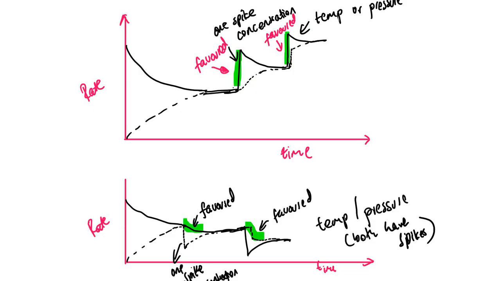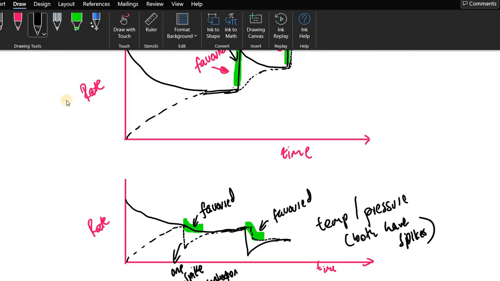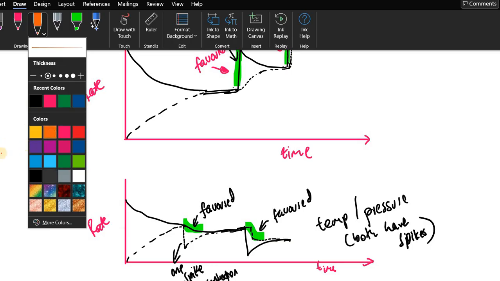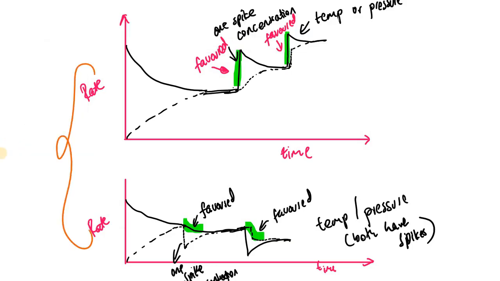To close the chapter on rate graphs, you just check the y-axis. If your y-axis is the rate, immediately in your mind you must think about the forward reaction, and then you must think about the reverse reaction. Okay, and therefore you will be able to answer the questions there.